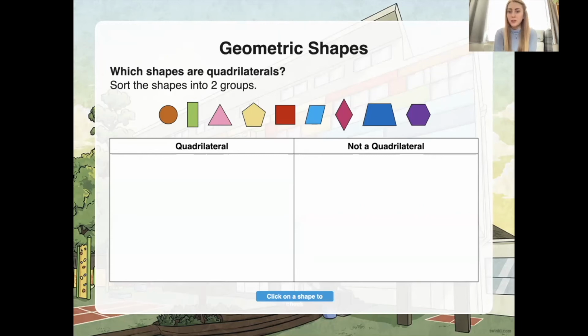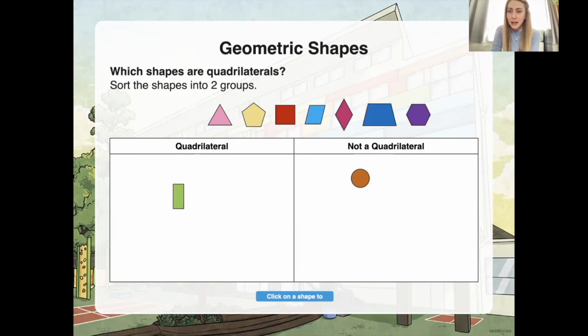Now we'll start off by doing a really simple table. We've got here a set of shapes and we're going to organize them so that they go either in the quadrilateral section or not a quadrilateral in one of those two sections. So we'll start with the circle. Is the circle a quadrilateral? Does it have four sides? No, it doesn't. The next one up is a rectangle, the green rectangle. Is that a four-sided shape? Yes, it is.